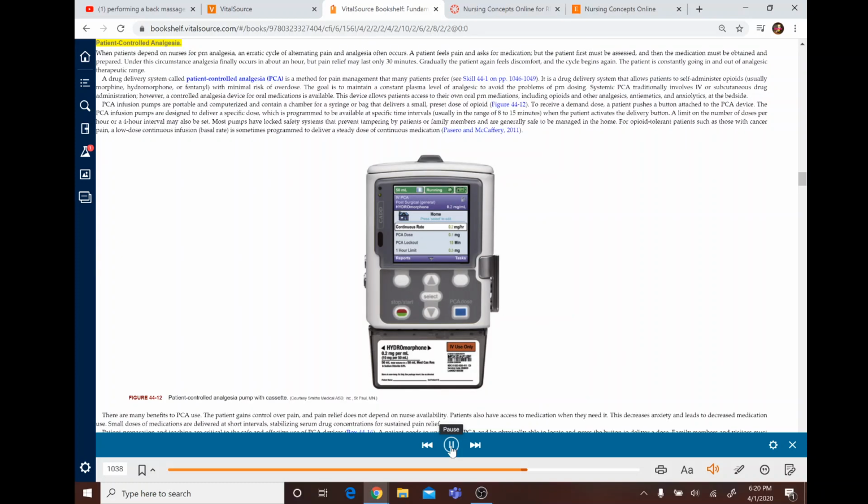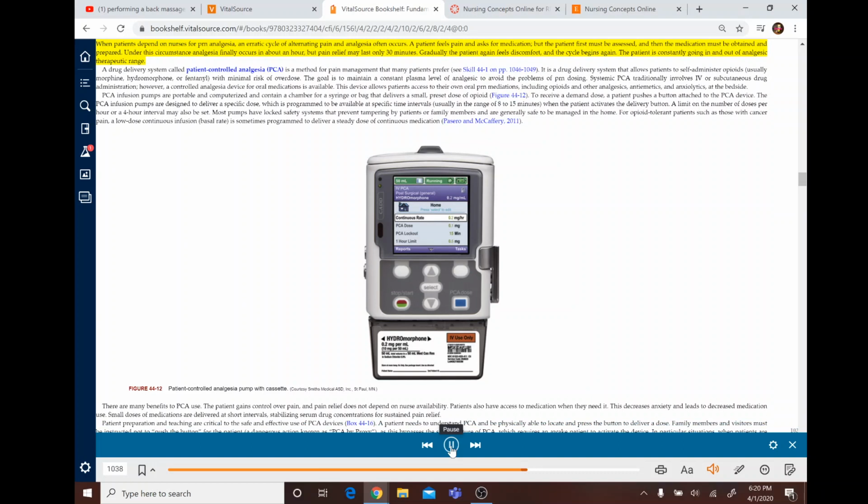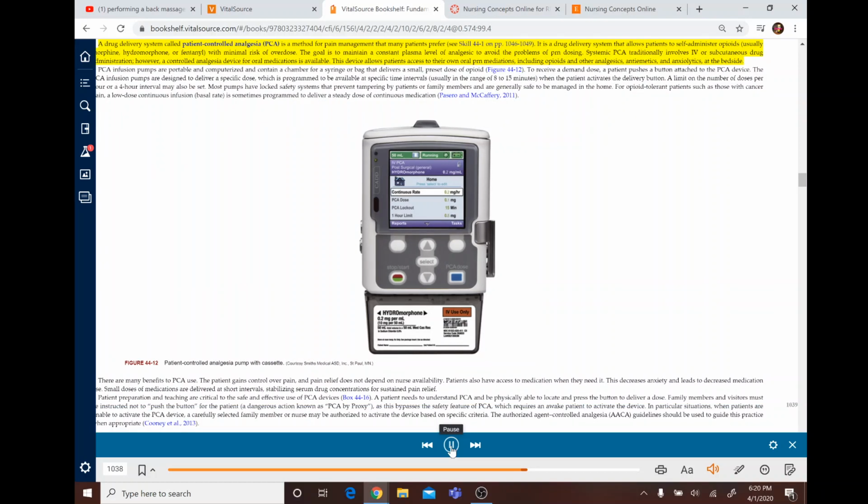Patient-controlled analgesia. When patients depend on nurses for PRN analgesia, an erratic cycle of alternating pain and analgesia often occurs. A patient feels pain and asks for medication, but the patient first must be assessed, and then the medication must be obtained and prepared. Under this circumstance, analgesia finally occurs in about an hour, but pain relief may last only 30 minutes. Gradually the patient again feels discomfort, and the cycle begins again. The patient is constantly going in and out of analgesic therapeutic range. A drug delivery system called patient-controlled analgesia, PCA, is a method for pain management that many patients prefer.